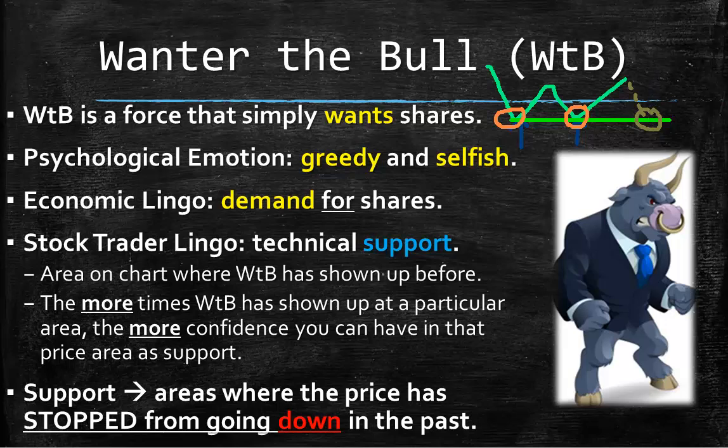So a very simplistic way, but not really simplistic. That's what it is. Supports are areas where the price has stopped going down. And because it stopped going down, you assume, all right, well, clearly people wanted shares at that area. There was a demand for shares. And that's what we're looking for, and that's what a technical support level is. So the more of those little gimme, gimme, gimme points that you see, the more that Wanter the Bull has shown up at a particular price area, the more faith, more confidence you can have in that particular price area.